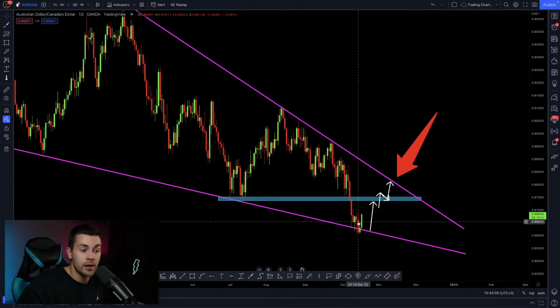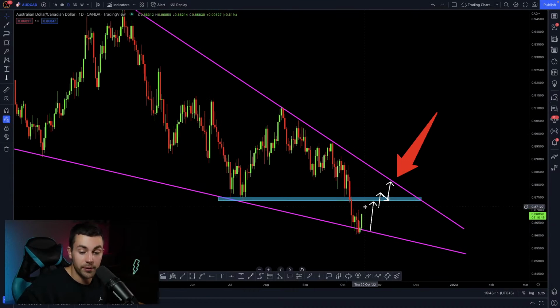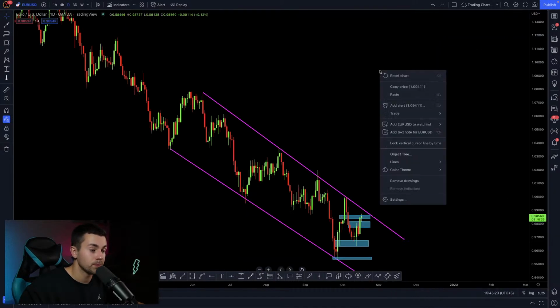So locally, the bias is very bullish. I believe that the pair will keep growing from that trend line. Now, Mohammed asked to analyze Euro dollar and Aussie dollar. Let's take a look at Euro dollar first.